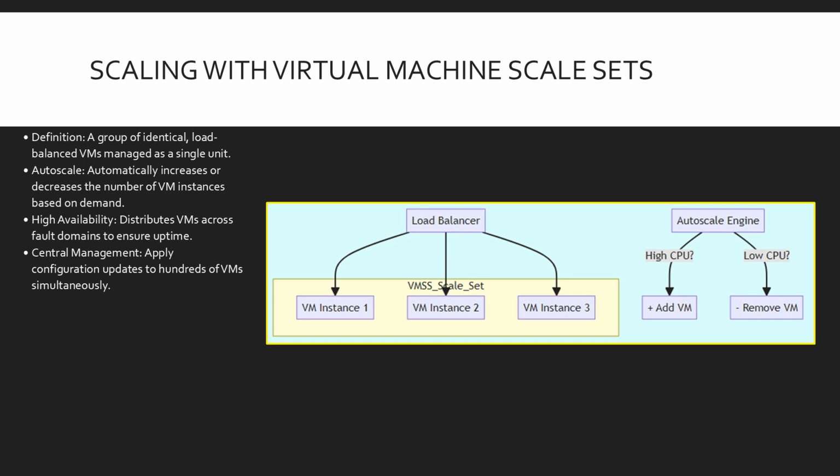This graph depicts a virtual machine scale set. A load balancer distributes traffic to multiple VM instances inside the VMSS scale set. An external autoscale engine monitors performance. Depending on the CPU load, it triggers actions to either add VM or remove VM, dynamically adjusting the size of the set.